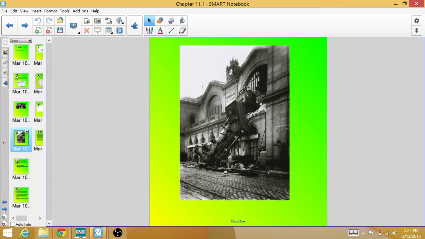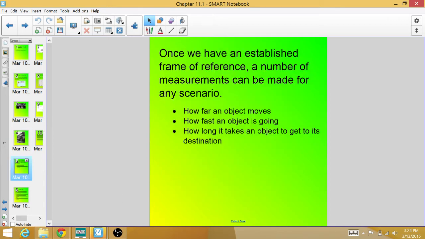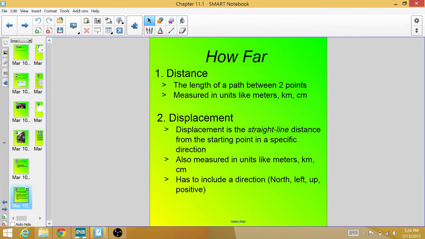Now, once we've established a frame of reference, measurements can be made in any scenario. We can look at how far an object moves, how fast it's going, and how long it takes to get to its destination. And it turns out, for the question of how far it is moving, there are two different measurements we can make. The first measurement is called distance, and this is the length of a path between 2 points.